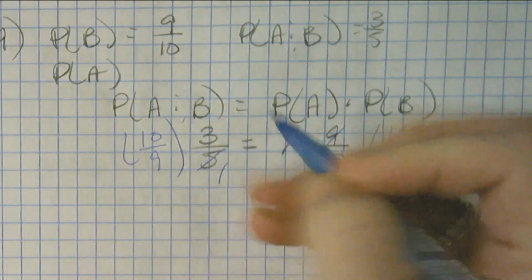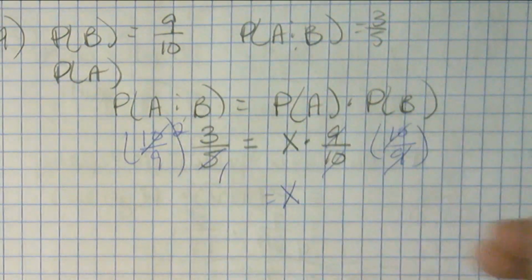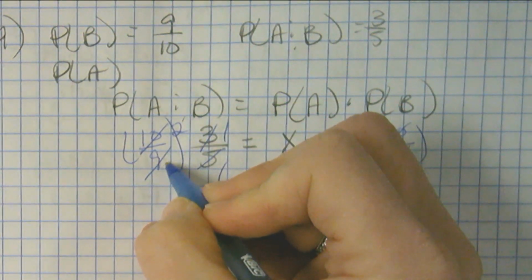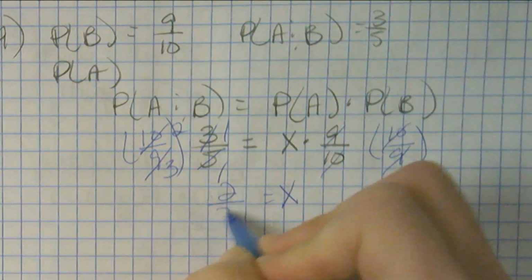My 5 divides out on the left side. 10 becomes a 2. The 3 divides out on the right side, on the left side. The 9 becomes a 3. So x is equal to 2/3.